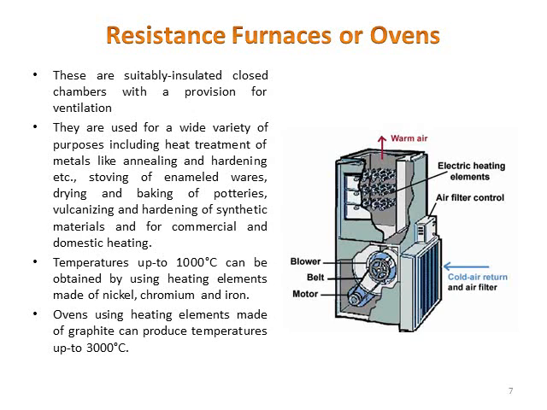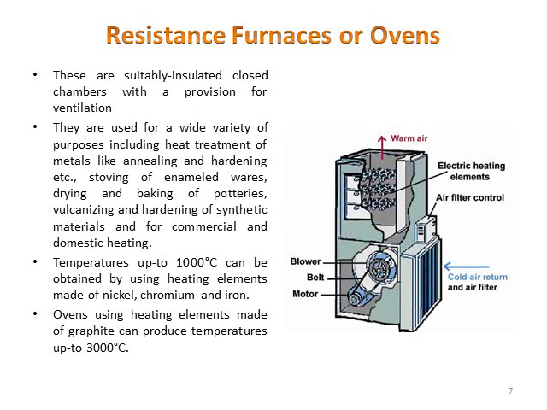Temperatures up to 1000 degrees Celsius can be obtained by using heating elements made out of nickel, chromium and iron. Ovens using heating elements made of graphite can produce temperatures up to 3000 degrees Celsius. So we can use graphite rods, and then the temperature inside this oven can reach up to 3000 degrees Celsius.